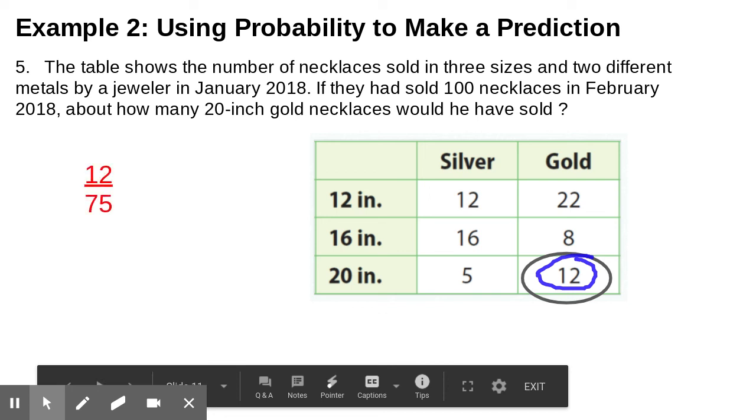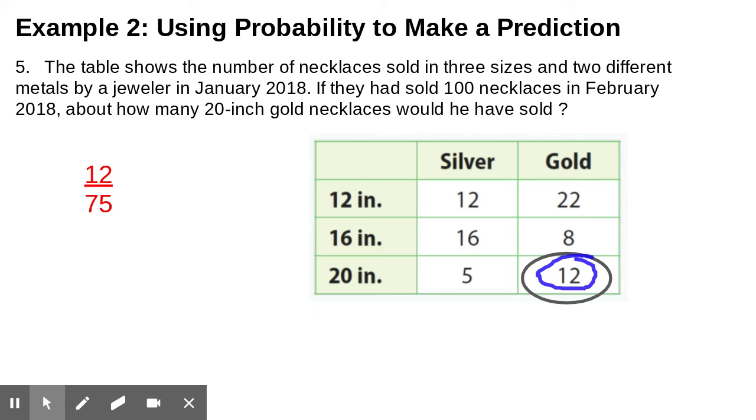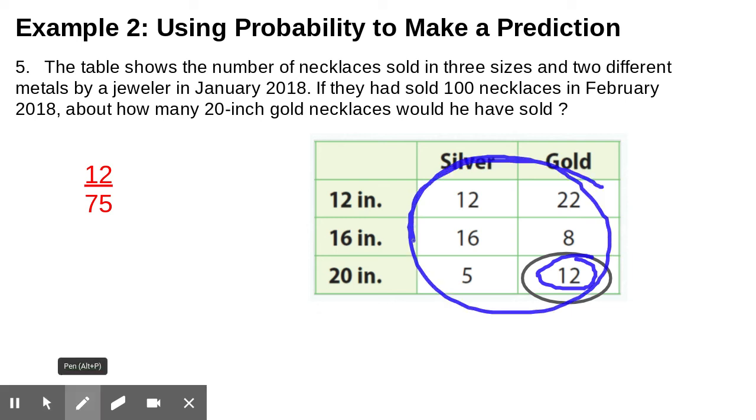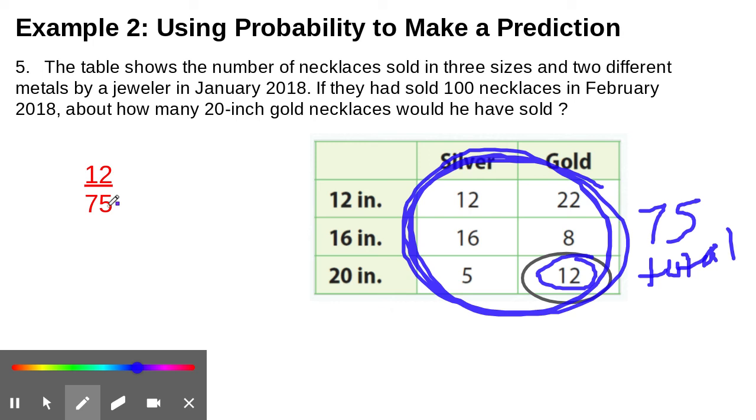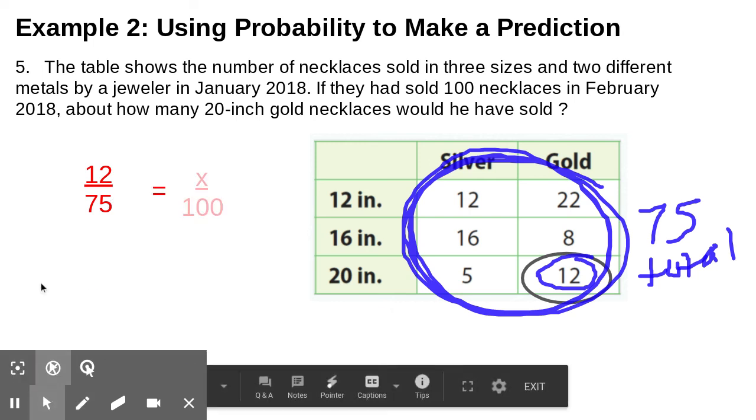out of 75. And where did I get 75? Is because I added up all of the total number of necklaces here. So I have 12 gold ones out of 75 total here. Okay. And so what this question is asking, if they had sold 100, now they only had sold 75. If they sold 100, how many would be 20-inch gold? Okay, well, if there's 12 out of the 75, how many out of 100 would there be?